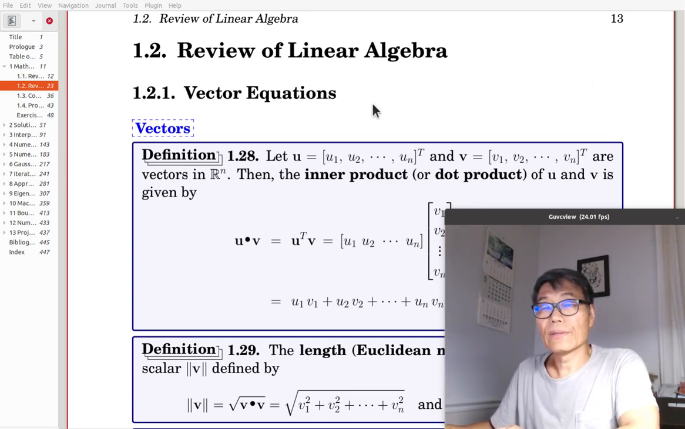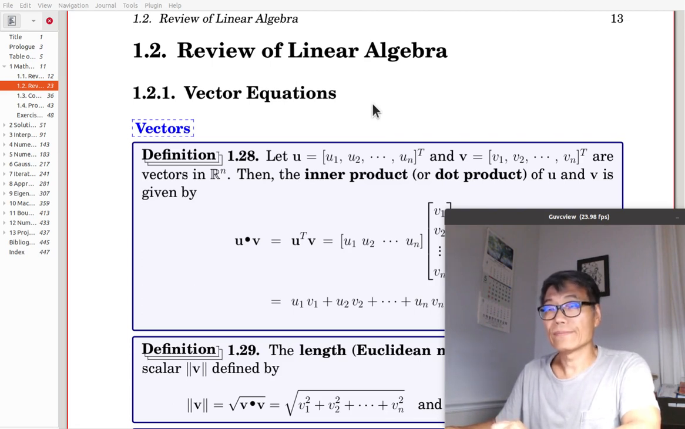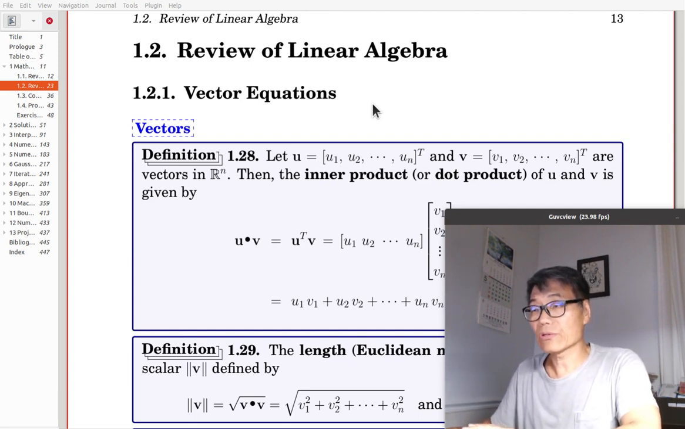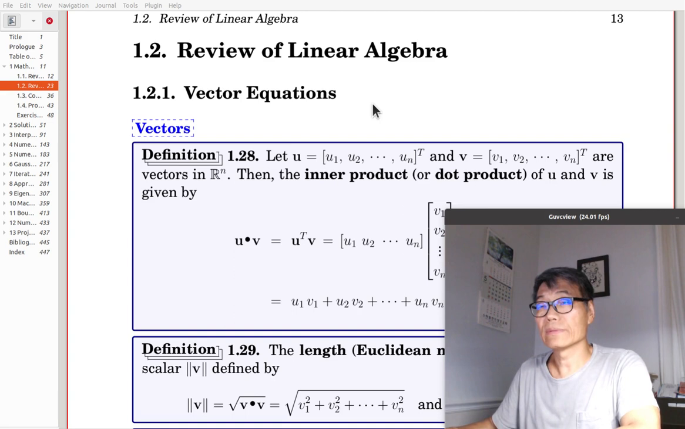It is section 1.2, Review of Linear Algebra. This section also includes some examples. I'll skip most of them. If you don't have a background on linear algebra, then try to solve them yourself. If you have any questions, let me know. Then I'll try to answer your questions.